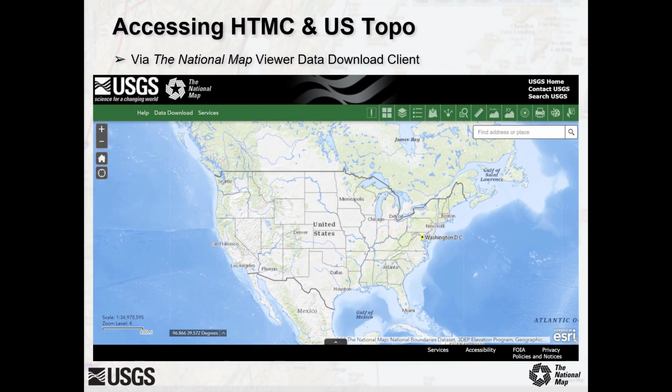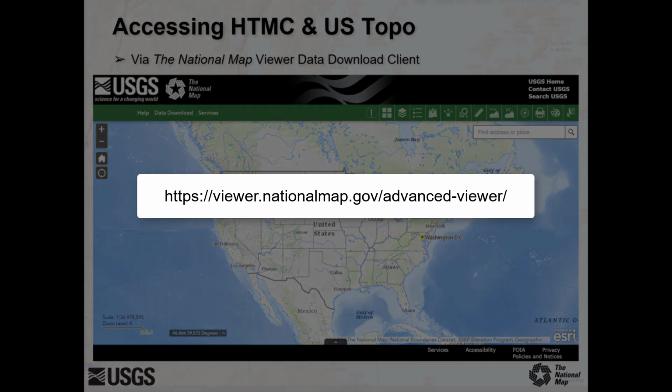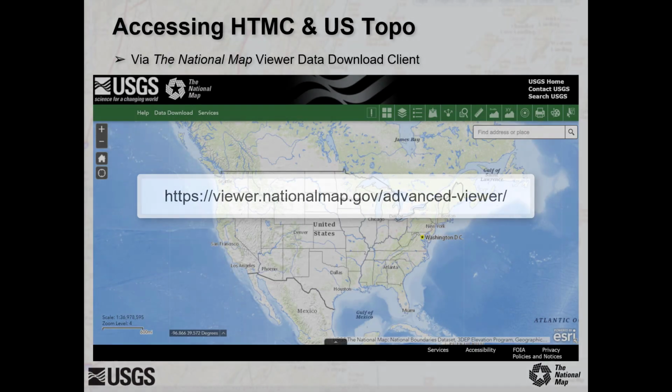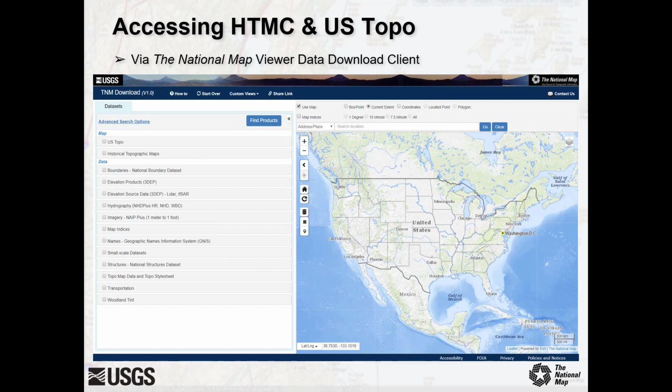There are multiple ways to access the historical topographic map collection and US Topo products. The first method is to go to the National Map Viewer at viewer.nationalmap.gov/advanced-viewer and click Data Download. This will take you to the National Map Download Data client. Use the map interface to navigate to your area of interest, check the boxes for US Topo or historical topographic maps, and click the Find Products button.